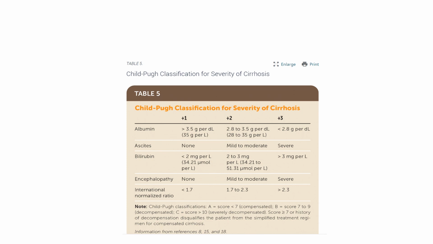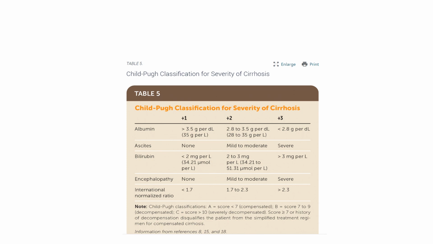Same with ascites. Is there any ascites? If there's no ascites, it is 1. Mild to moderate will be a plus 2. And severe ascites is plus 3. Bilirubin, when it is less than 2 milligram per deciliter, is plus 1. 2 to 3 milligram is plus 2. And when it is greater than 3, it is plus 3. The absence of encephalopathy is plus 1, mild to moderate encephalopathy is plus 2, and severe encephalopathy is plus 3. INR less than 1.7 is plus 1, between 1.7 and 2.3 is plus 2, and greater than 2.3 is plus 3.